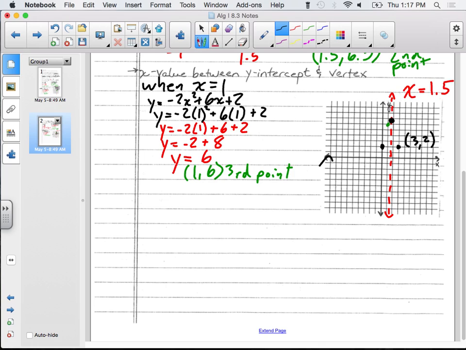Then we have our third point we found, 1, 6. How far away is that from the axis of symmetry? The point 1, 6 is 1/2 unit away from our axis of symmetry. So how far do you think the other point is going to be? It's going to be 1/2 away from the axis of symmetry. So what point is it going to be? 2, 6.